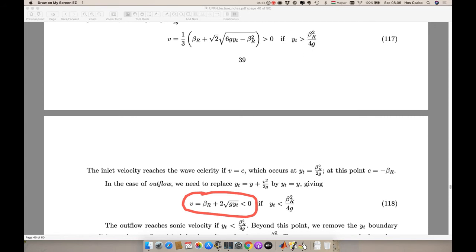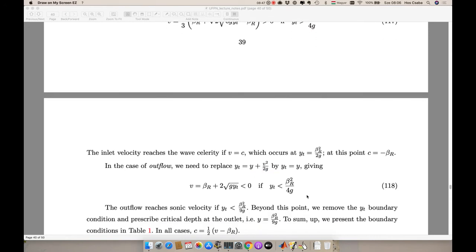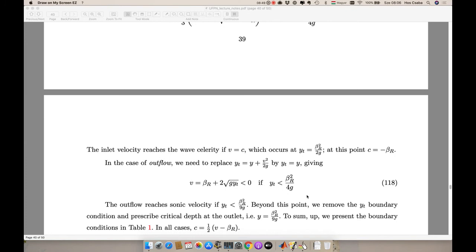which is sort of nice because previously we got that the velocity is positive if you have this condition. Now the velocity is negative if you have this condition, even though the equations were different. So this is physically consistent. And then there's another issue when the outflow reaches the wave celerity, which is again, if you do the mathematics, then you will come up with this equation, okay?